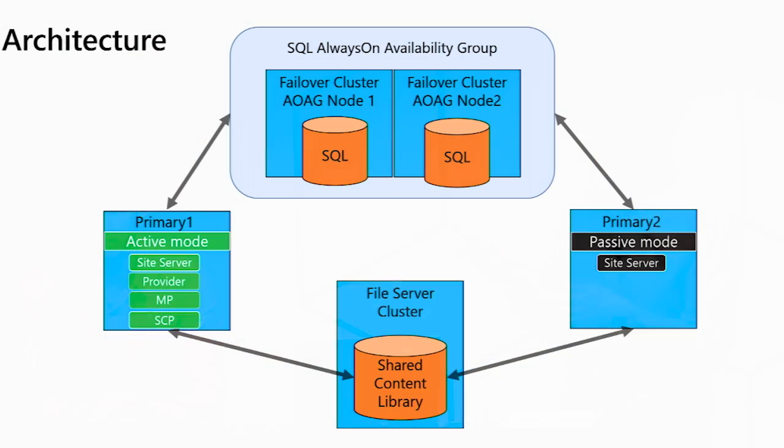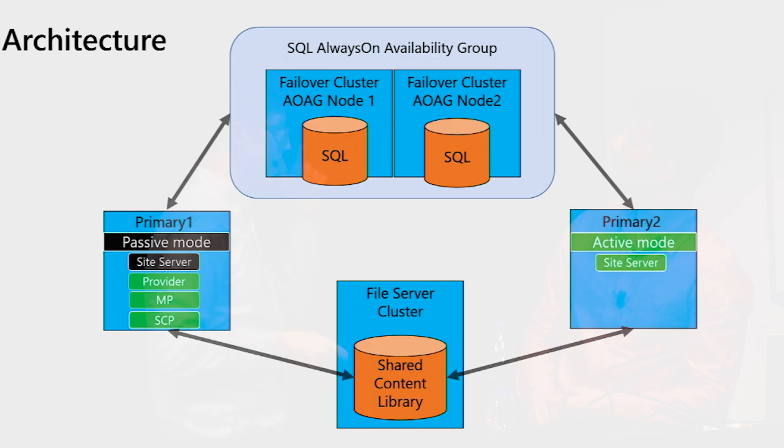Now you can do one of two things. Either you can manually cause a failover by promoting the passive site server to an active state, and that will happen like this. In which case, your original primary server becomes passive, and your new primary is now your active primary server. Or this can happen automatically, after 30 minutes. If somehow your primary goes down and you're not even aware of it, then we'll automatically fail over for you after 30 minutes to your passive primary server. And this is how the whole system works.